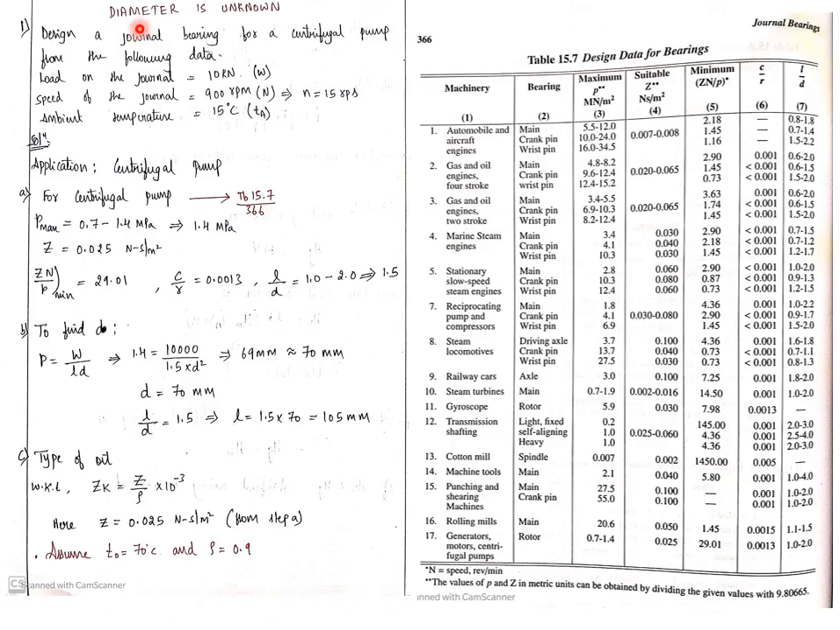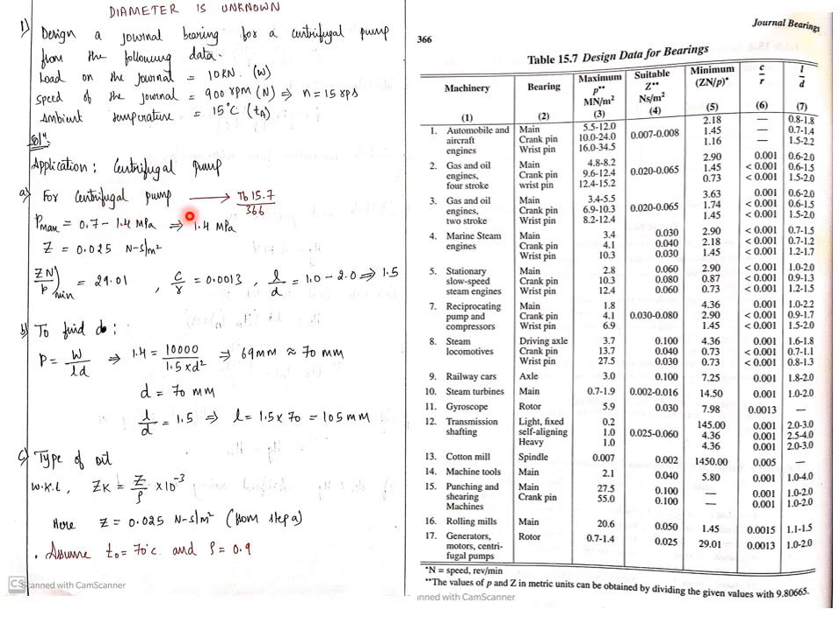Okay, so the very first constraint is if the diameter is unknown. For example, if in the problem the diameter is not given, how do we solve this? We will go through it now. We design a journal bearing for a centrifugal pump. So he has given the centrifugal pump as the application. Now the load on the journal bearing, the speed of the bearing, and the ambient temperature he has given.